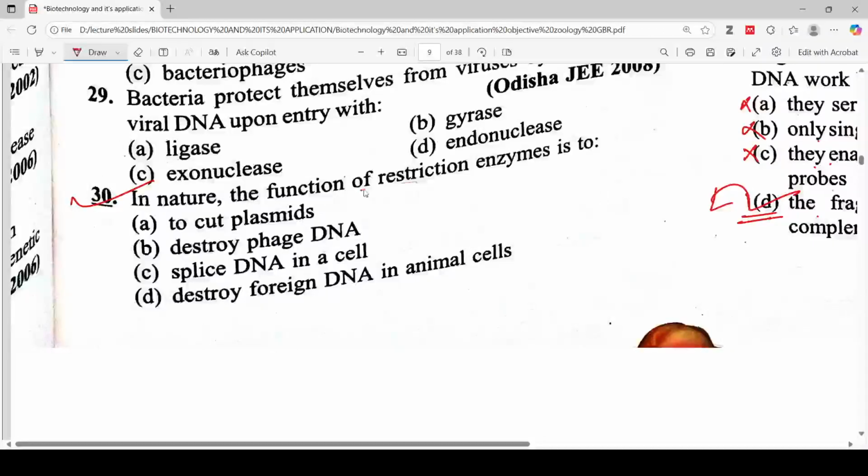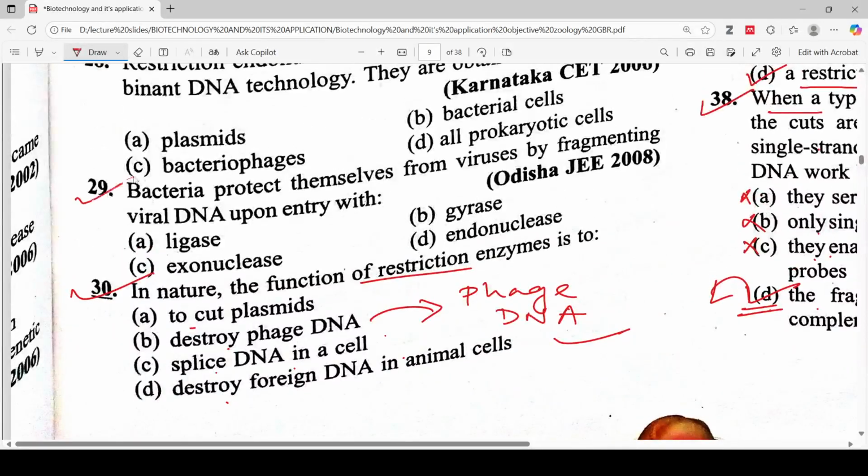In nature, the function of restriction enzyme is to cut plasmids, destroy phage DNA, splice DNA in a cell, or destroy foreign DNA in animal cells. So the correct answer is option B, destroy the phage DNA. So next question. Bacteria protect themselves from virus by fragmenting viral DNA upon entry with ligase, DNA ligase, exonuclease, gyrase, or endonuclease. So the correct answer is endonuclease.